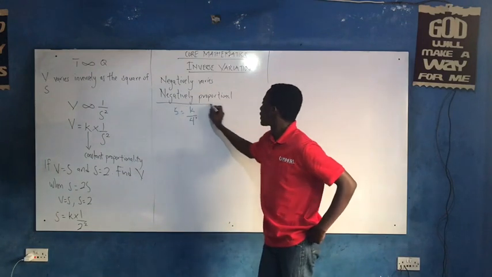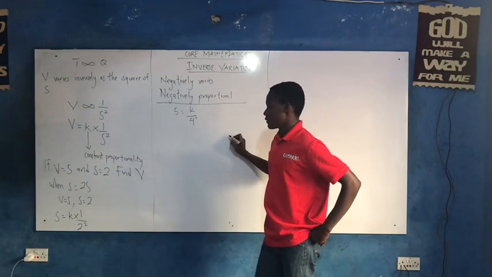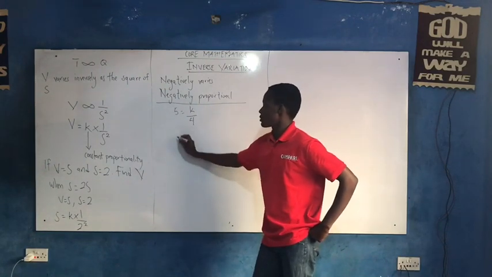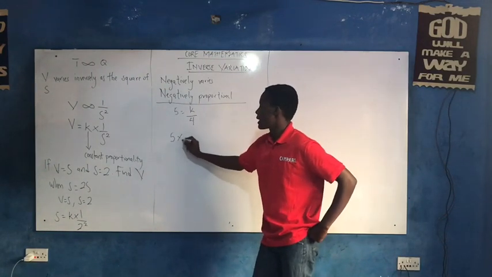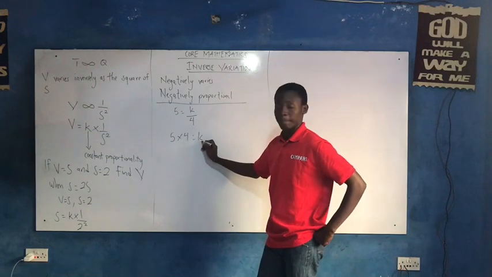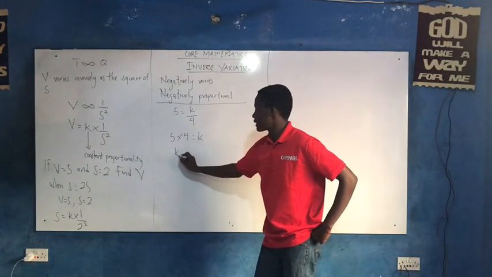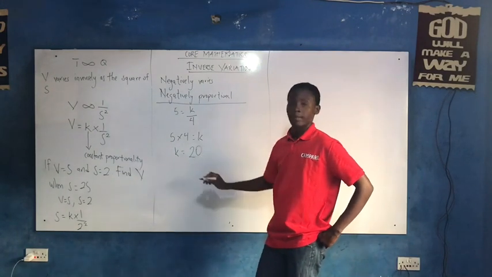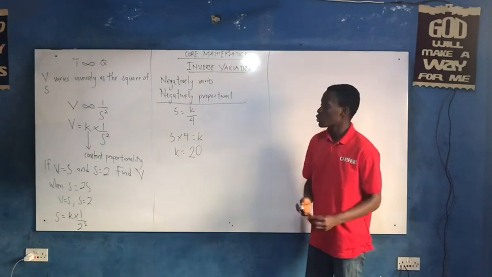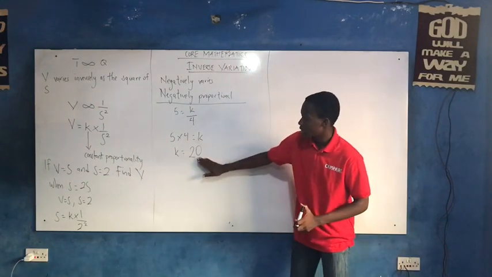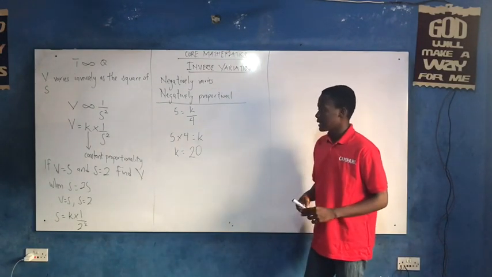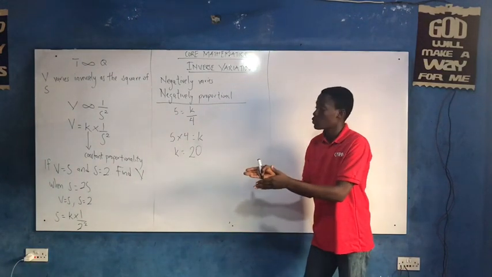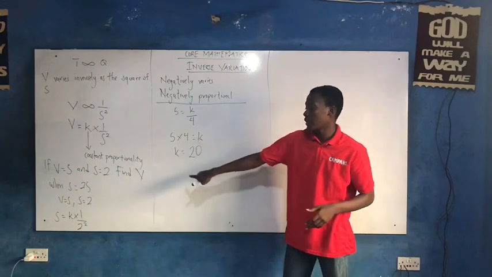If 2 squared is 4, then I have to cross multiply. So here we have 5 times 4 equals K. So K should be equal to 5 times 4, which is 20. Are we getting it? If we have been able to find our K, then we can put K into the equation being given to us to be able to find V when S is 25.